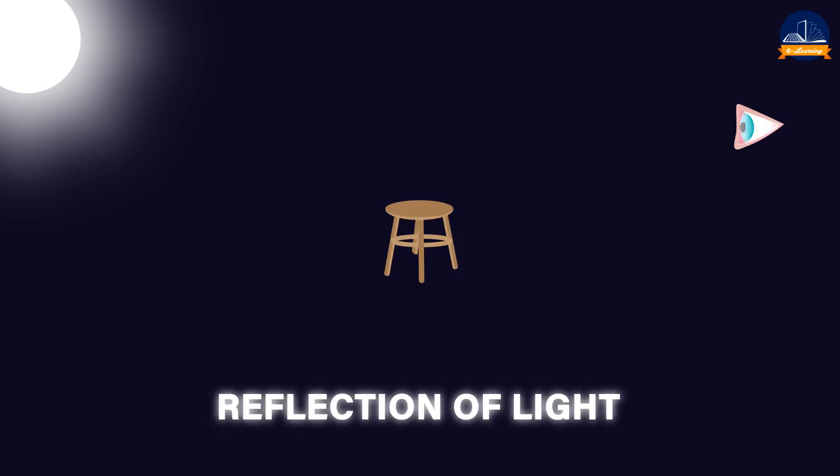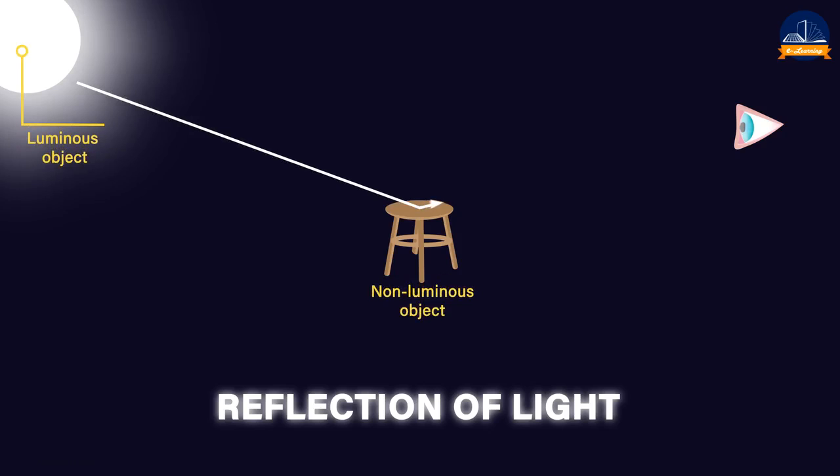So how can we summarize this? We are able to see non-luminous objects because they reflect the light of the luminous objects falling on their surface. Let me repeat. Light coming from the luminous objects falls on the non-luminous objects. Non-luminous objects then reflect this light, and this reflected light travels towards our eyes. And that's why we see the objects.